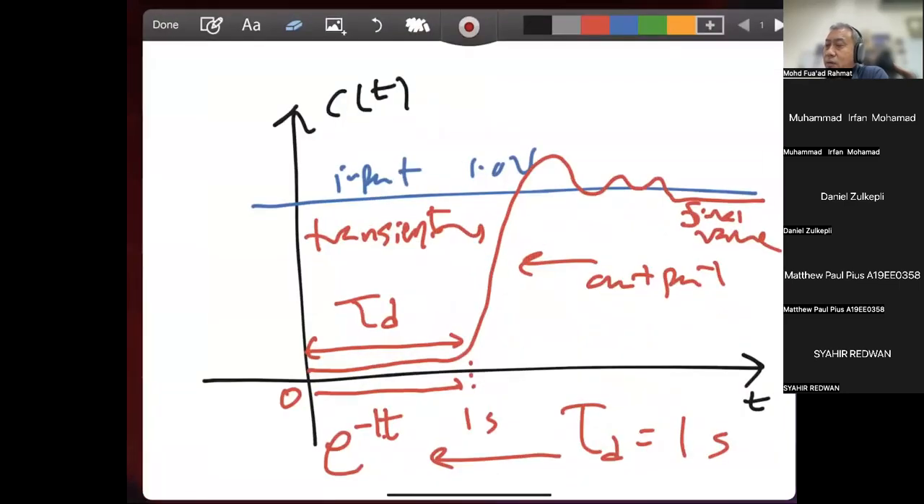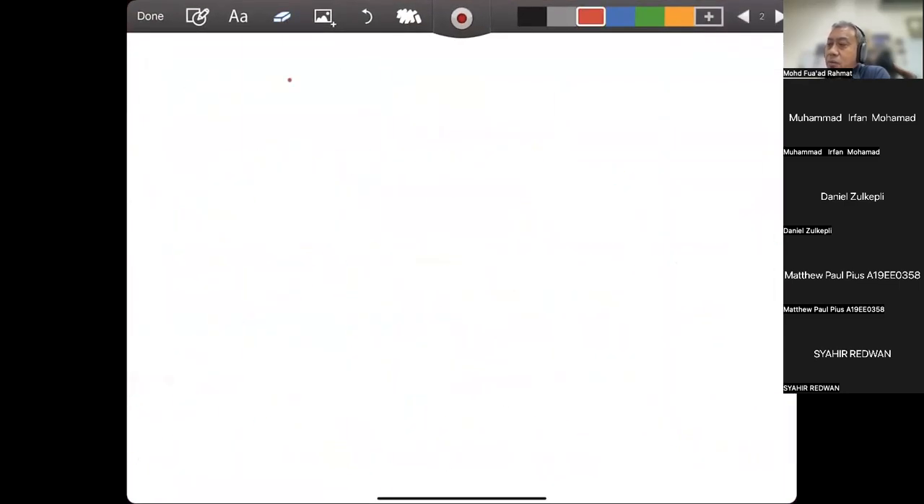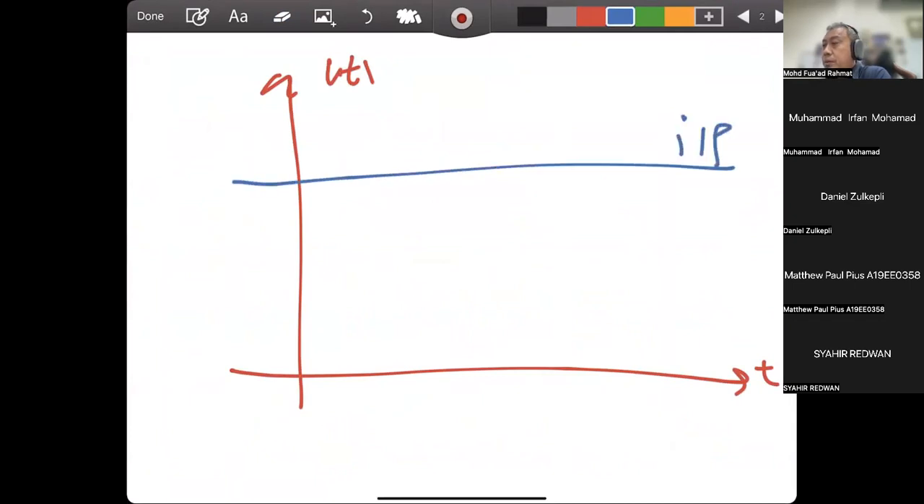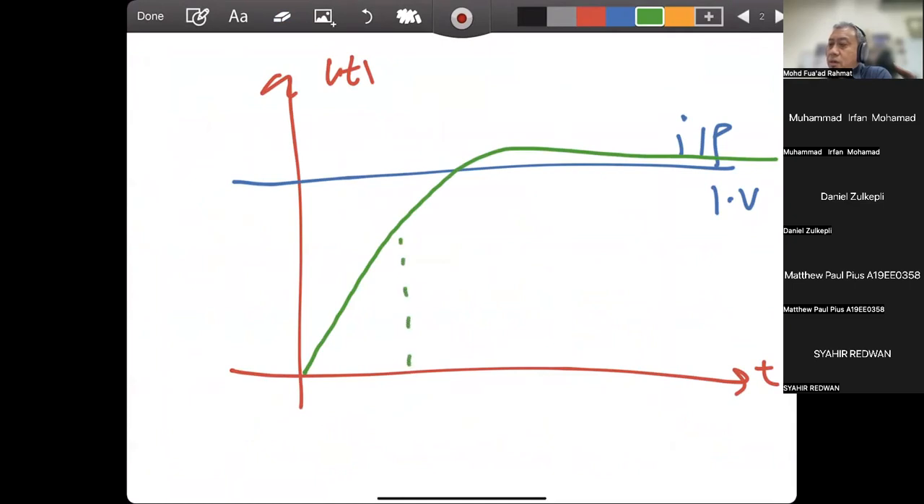Let's say we have a first order time response. This is the input, usually 1 volt, and the output, first order, something like this. So that is the first order. The time constant is roughly about here, at 0.63. So this is the time constant.